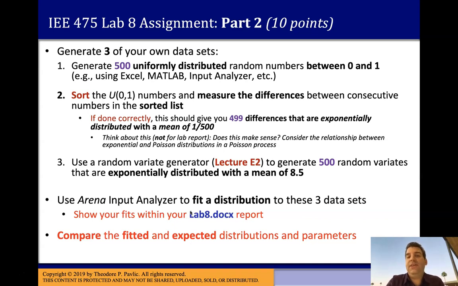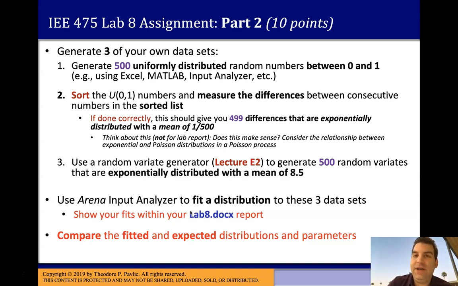Then I want you to take those and, say in a second column in Excel, sort them. And once they're sorted, measure the differences between each number in your sorted list. That will give you 499 differences. And my claim here, which you'll verify in this part, is that those differences, those 499 numbers, are going to be exponentially distributed with a mean of 1 over 500.